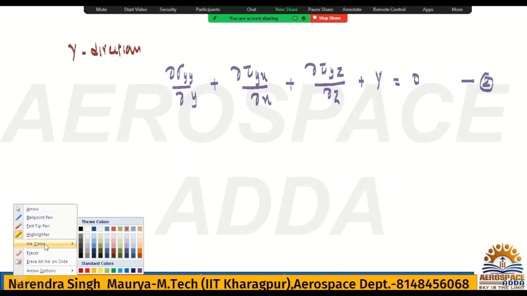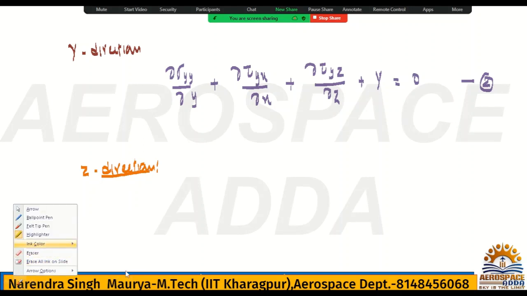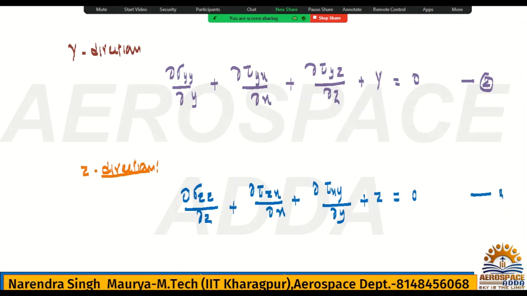All right, similarly we'll go for the z direction. So the equilibrium equation will be dou sigma zz divided by dou z plus dou tau zx divided by dou x plus dou tau zy divided by dou y, and this is in z direction, so the body force in z direction will be Z, equal to 0. So this is the equation number 3.